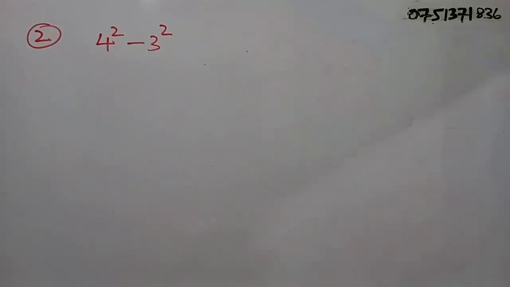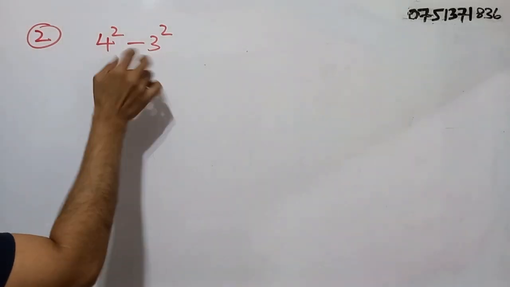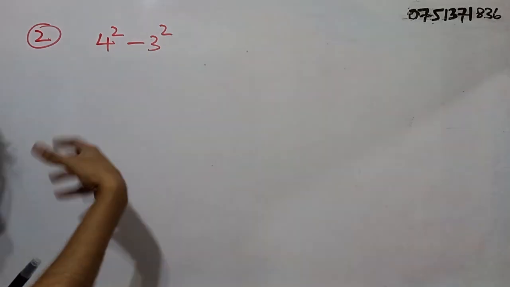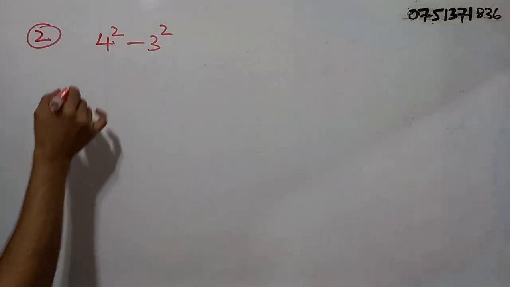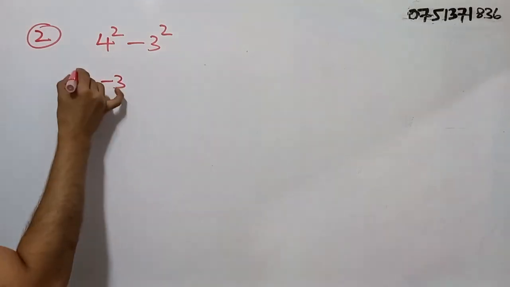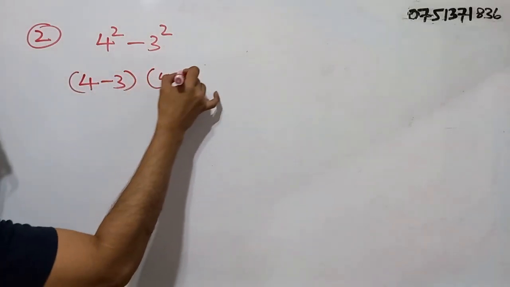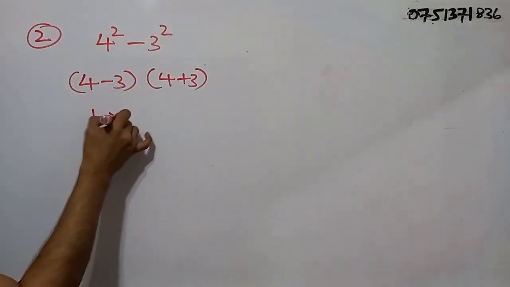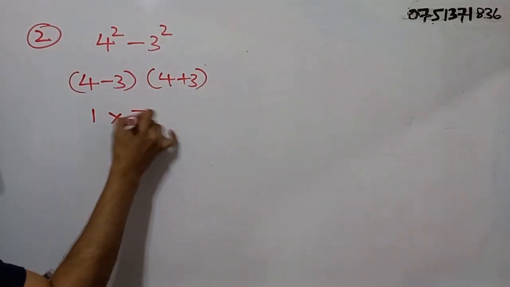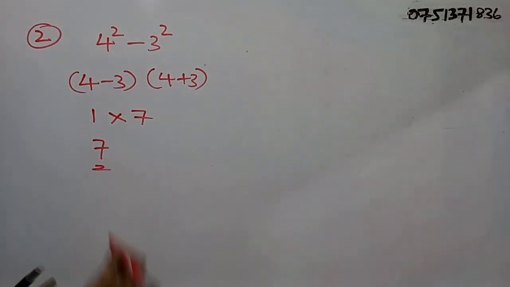Okay, so the next question, we will try to find the answer using factorization. So as you can see, we can rewrite this expression thinking about what? Difference of squares, no? So this will be what? 4 minus 3 into 4 plus 3. 4 minus 3 means 1. 4 plus 3 means 7. 1 into 7, what will be the answer? 7.